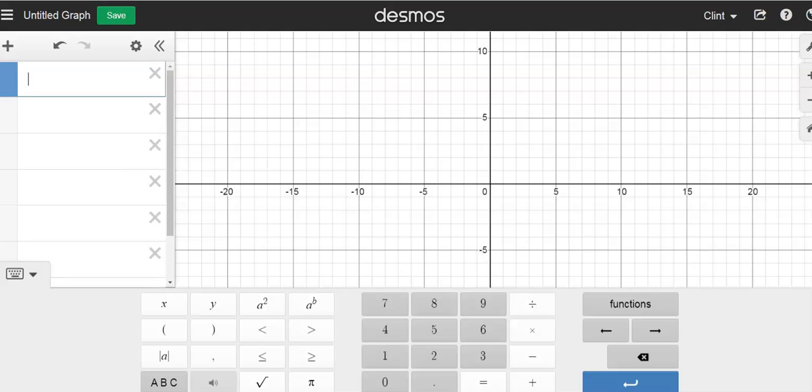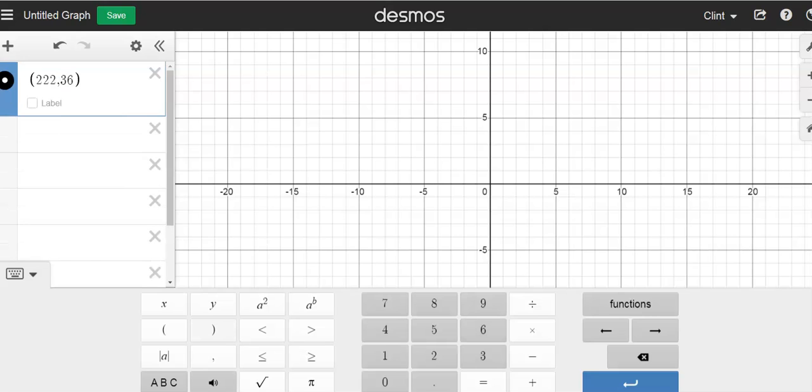So if I just put a point in, the ordered pair, we got 22, 36. Now I put my mark. Whoa, 222. That's way too much. So let's take one of those away. Hey, backspace. Where's the backspace button here?